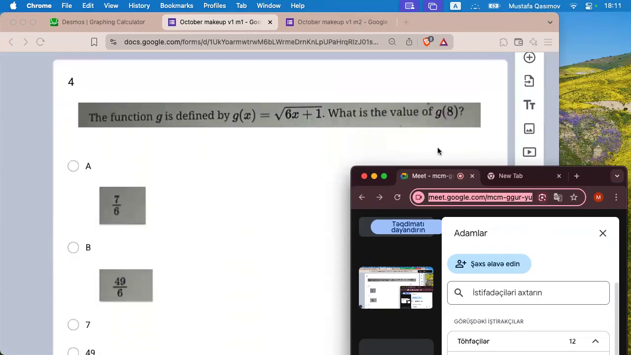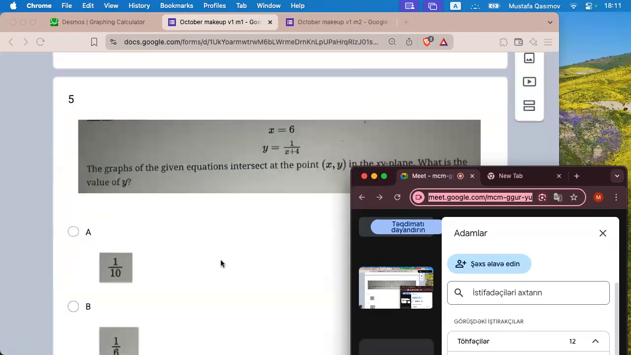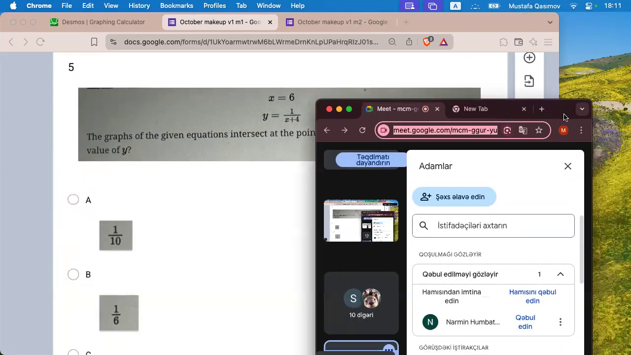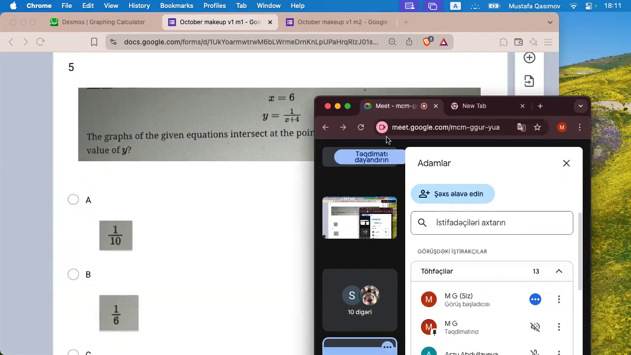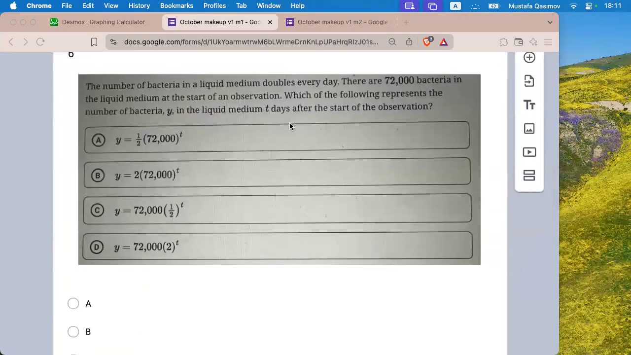For 4, you have to just write instead of x 8, it will be the square root of 49, and it is 7, C. 5, just write the decimals or write instead of x 6, then you will get the answer. So it will be 1 over 10 here. Okay, for 6, we'll solve this question out of time.